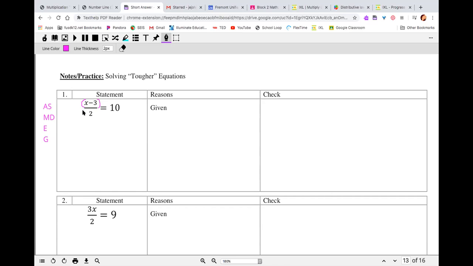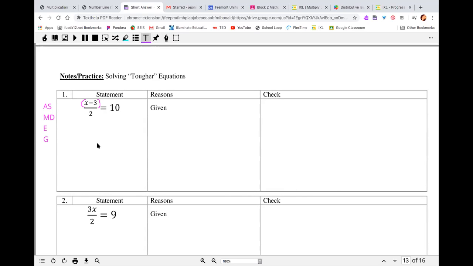So what step am I going to do first? If it says divided by 2, multiply? I'm going to multiply, yes. Because this minus 3 is now in a group. And I'm using the parentheses as a visual to help me understand that.